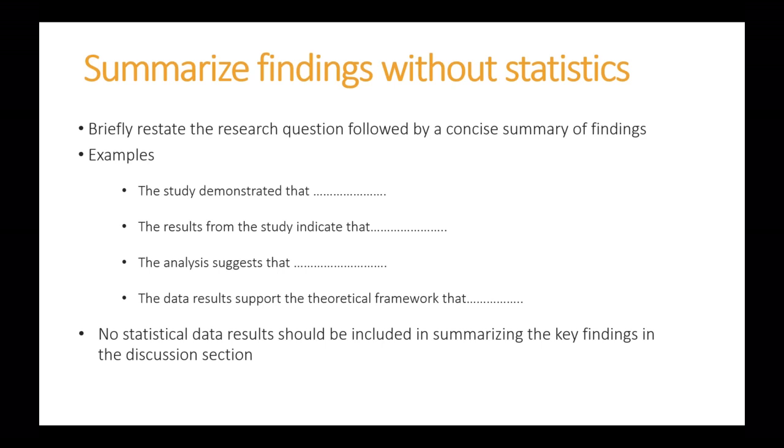Whenever you are working on research, you have to make sure that you are using specific terminology. So over here, I have stated a few examples where, when you're summarizing your findings, you can write the study demonstrated that, and then you can go ahead and write what your study has demonstrated. The results from the study indicate that. The analysis suggests that, right? These are just examples which I'm giving you, which you can use in your writing.